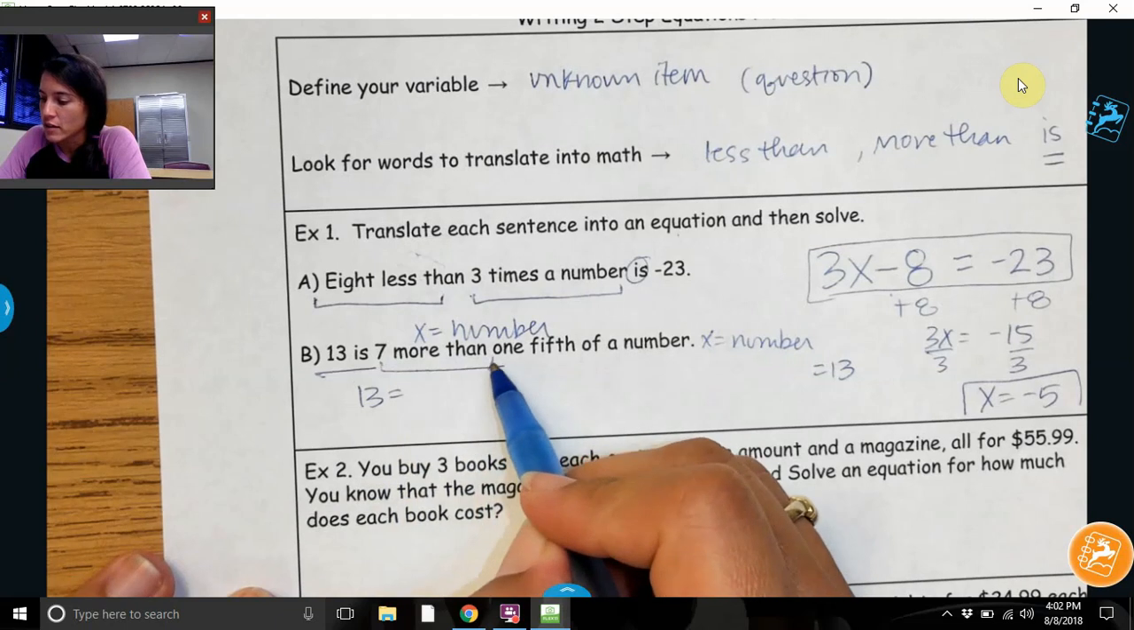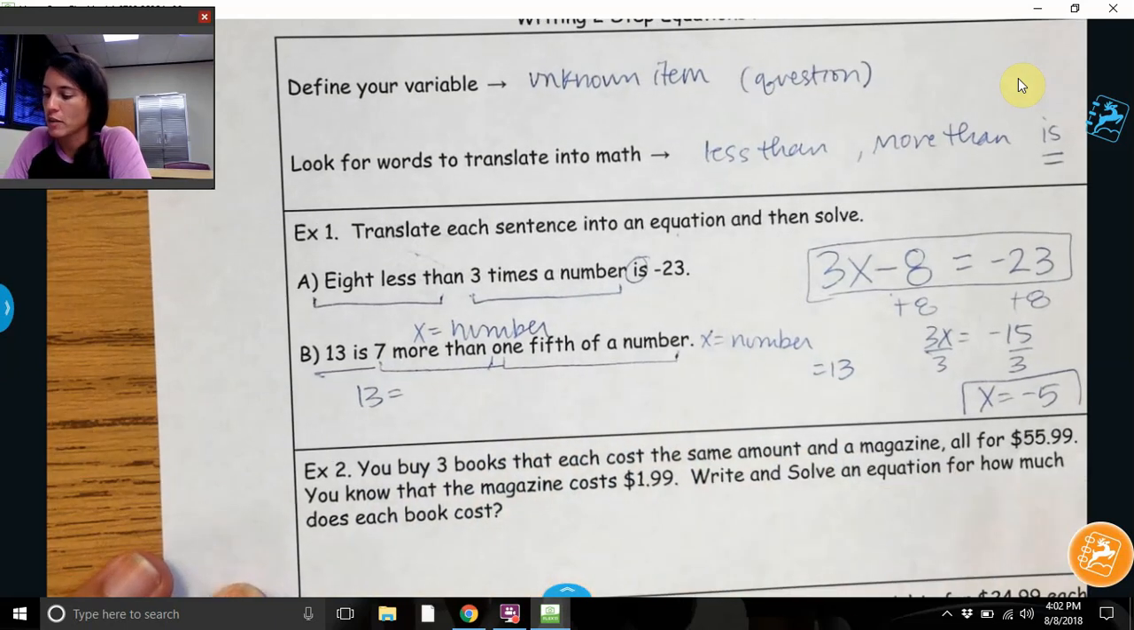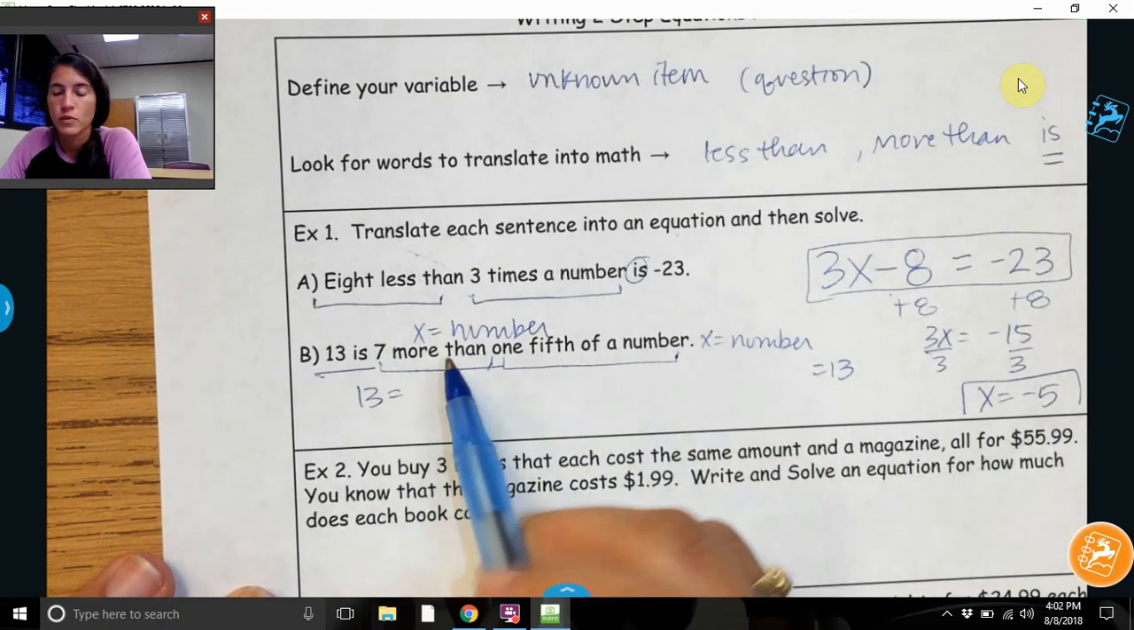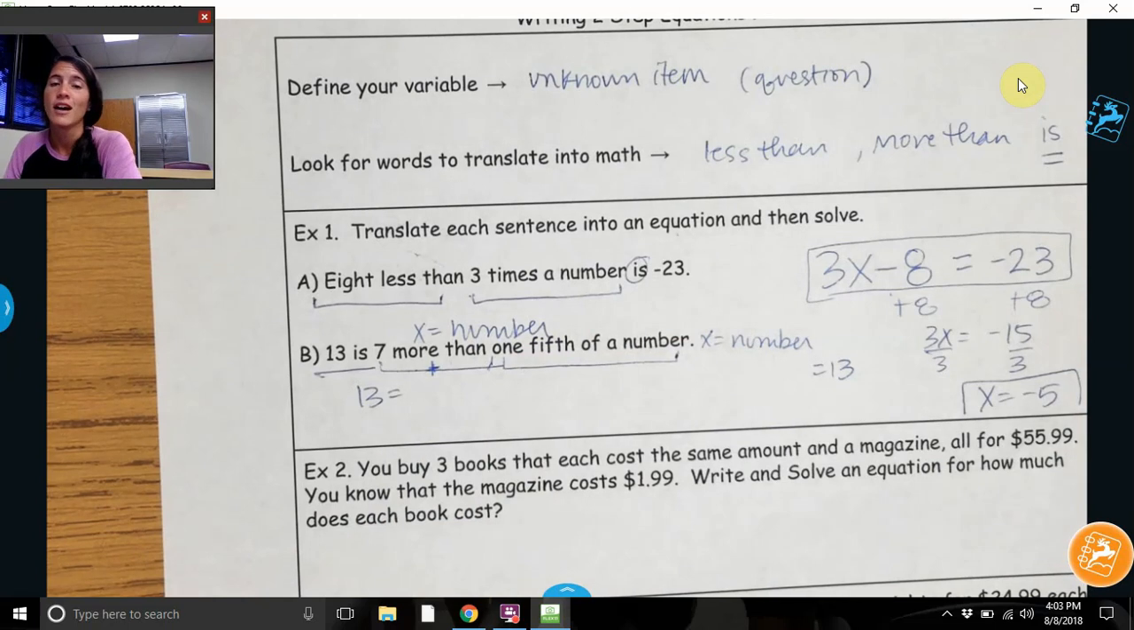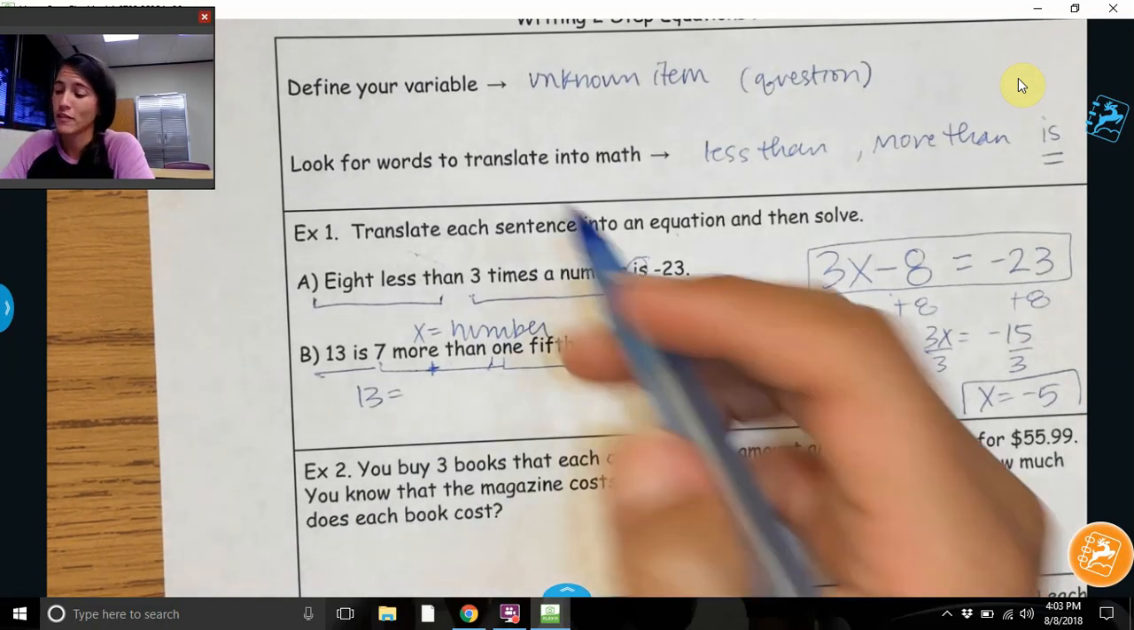Again, 7 more than, and then 1/5 of a number. 7 more than, so we're talking about plus. And addition is commutative, which means either number could go first or second. But 7 more than technically means some kind of quantity plus 7.